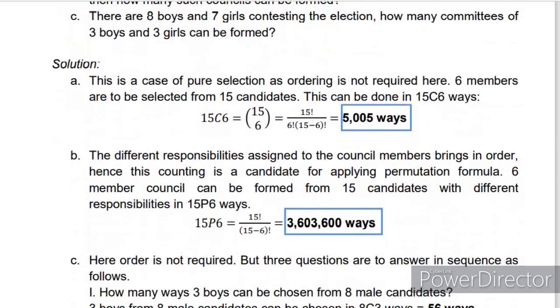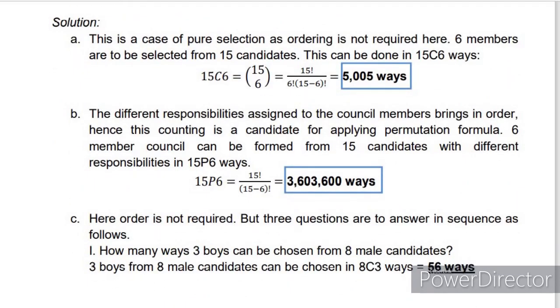Next is letter B. The different responsibilities assigned to the council members bring in order. Because of the words different responsibilities, order is important here. Hence, this is a candidate for applying the permutation formula. Because order is important, we will use the permutation formula.